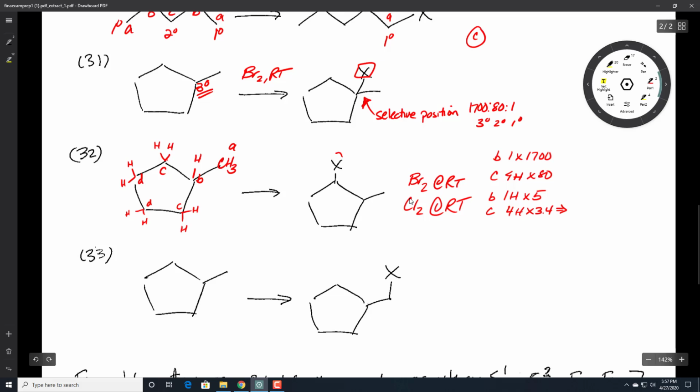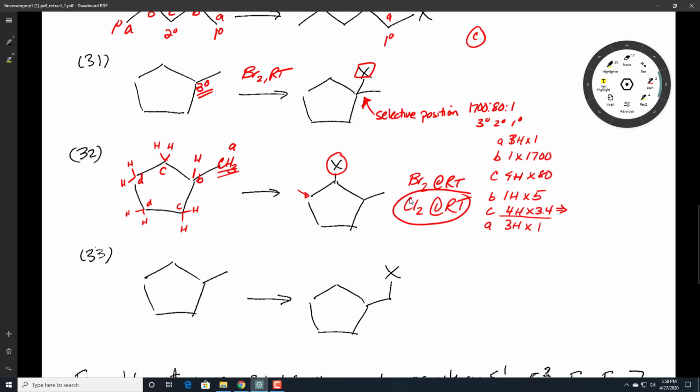So when I asked for this one, I could have asked for putting the halogen in that position as well. So in this case, it is going to be chlorination. Now you might say, what about A? So if you look at A for bromination, it's going to be 3 hydrogens times 1, which isn't much. And down here with chlorination, it's 3 hydrogens times 1, which does not beat number C. So in this case, I would like to use chlorination at room temperature. That will make this my major product.